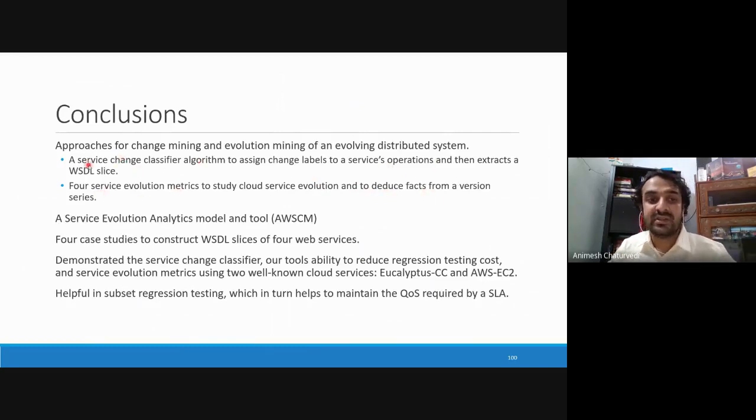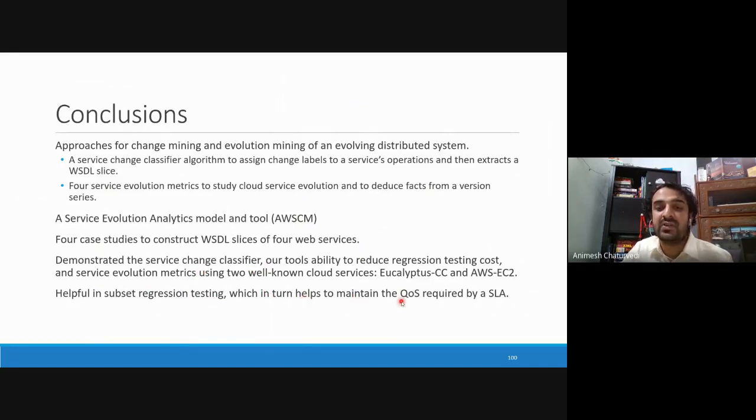And this service change classifier would help you generate the WSDL slice, and the four evolution metrics would help you deduce the facts about the version series. Then we also proposed a service evolution analytics model, and second we defined a tool for this as AWSCM. Then four case studies we discussed to construct the WSDL slice on four different web services. Then we demonstrated the service change classifier's ability to help you do reduced regression testing and service evolution matrix analysis.